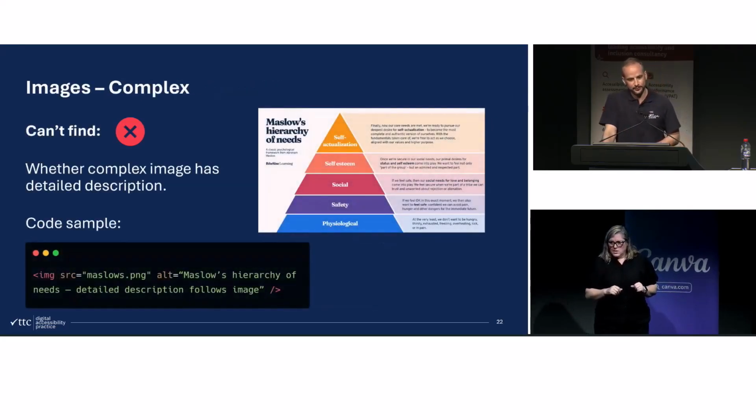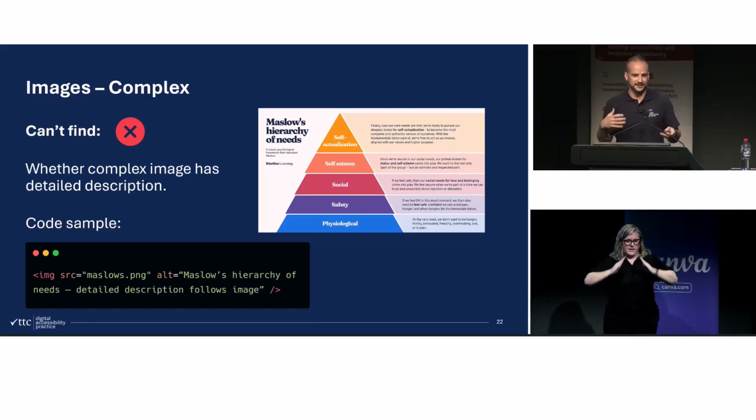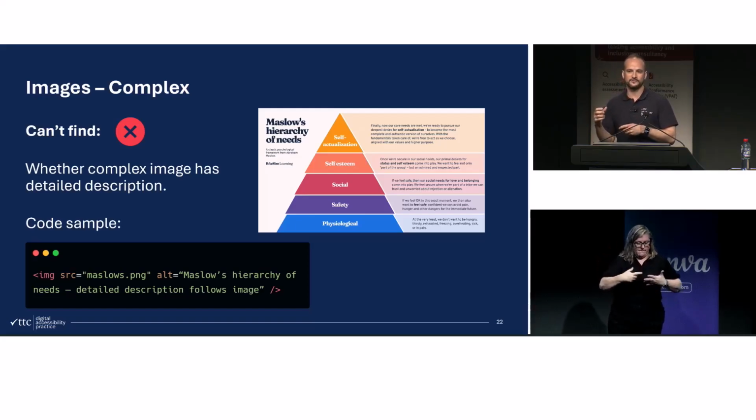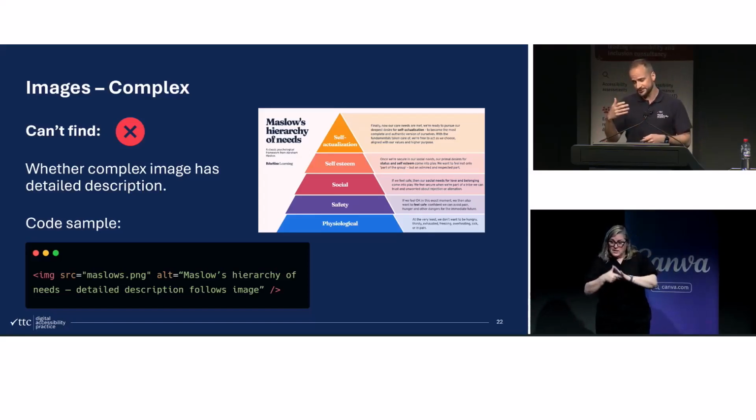And another example is complex images. So we have an image here of Maslow's hierarchy of needs. There's a heading in this image, there's some paragraph text, and there's Maslow's hierarchy of needs pyramid. It's got the 5 layers of that pyramid, and then it's got paragraph text descriptions of each of those elements. And a complex image would be an image that requires a long description. So it's usually a complicated process or things like that.